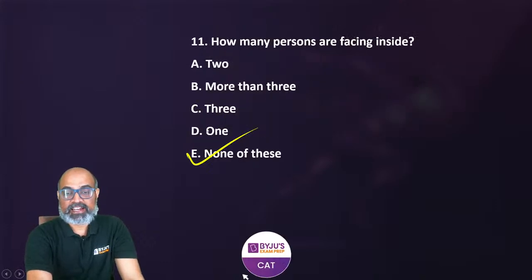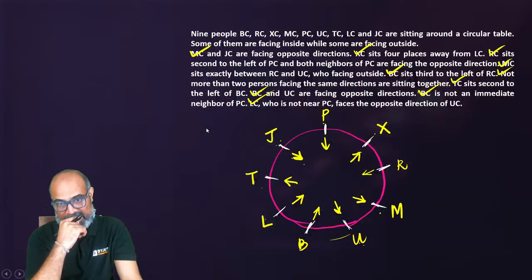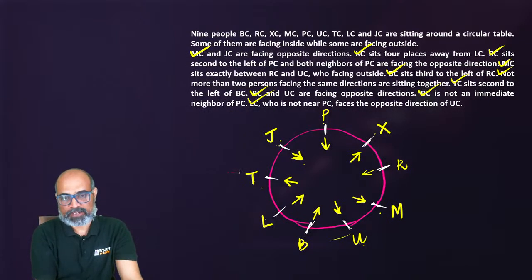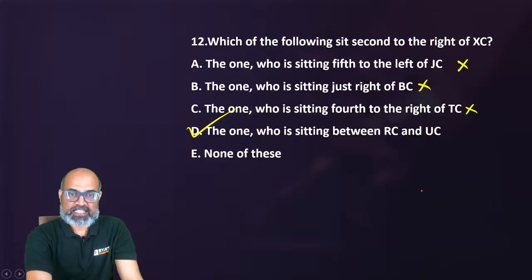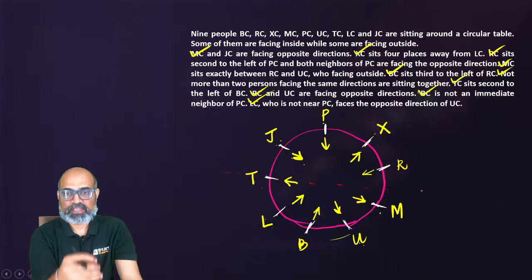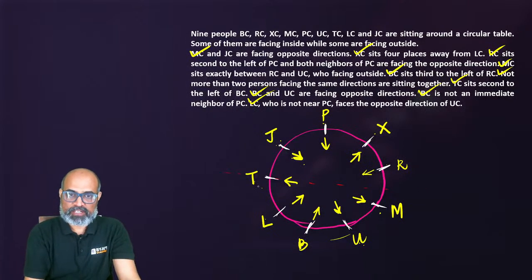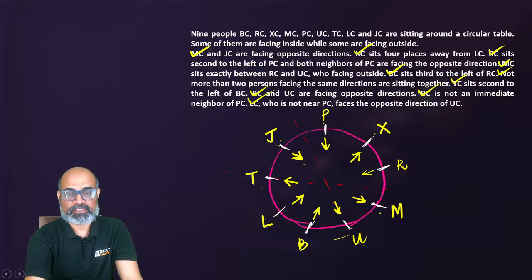So R, L, J and M. L and J are equidistant, R and M are equidistant, so they are more like symmetrical, right? What about M, X, T and B? M, X, T and B are also symmetrical. I can draw a line like this, and we have M, X and T, B, they are symmetrical.